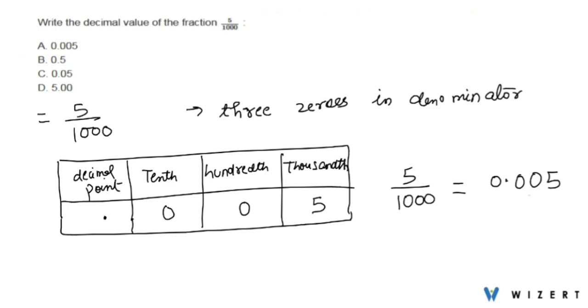And 0.005 is option A. Hence we can say that the correct answer is option A.